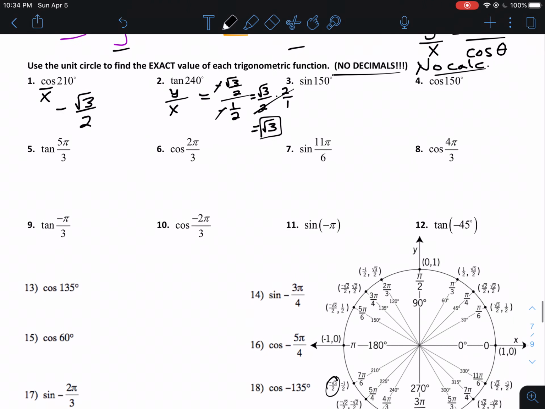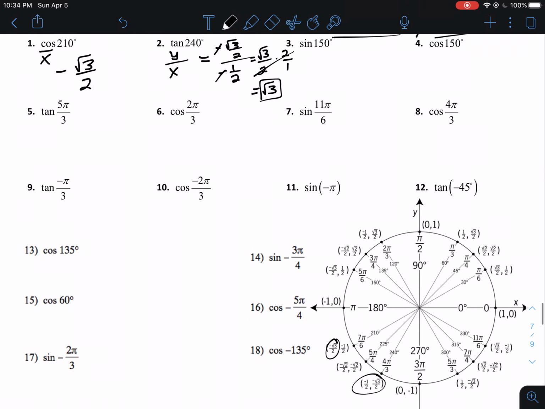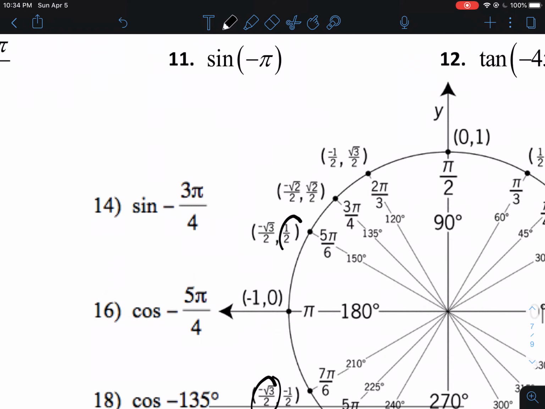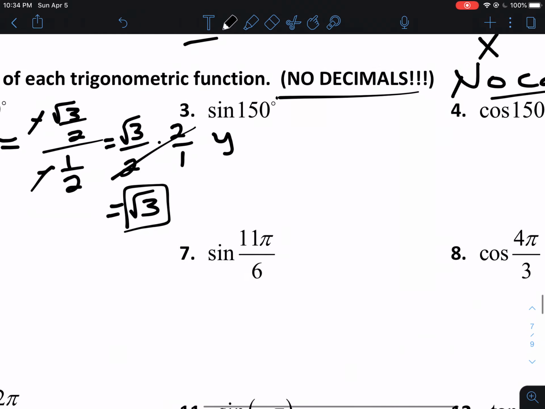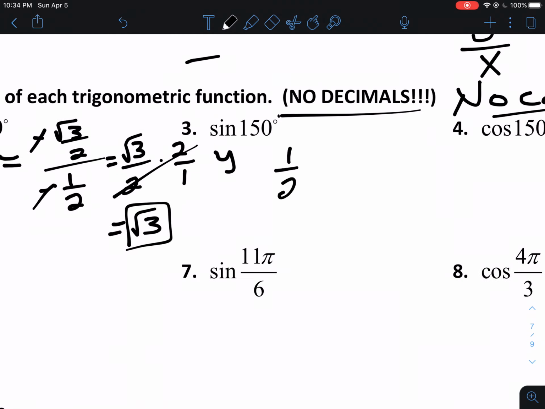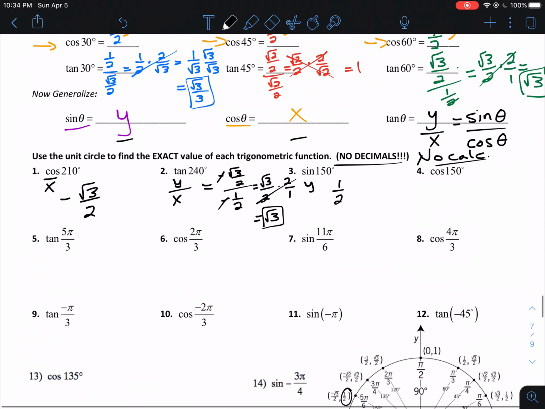All right. For number 3, we're looking at sine of 150 degrees. For sine, remember that that is your y value. So if I go to 150 degrees, the y value there is 1/2. There's my answer for number 3. So I'm going to skip over number 4. Cosine of 150 degrees, do the same thing as we did on number 3. Just instead of looking for your y value, look at your x value.